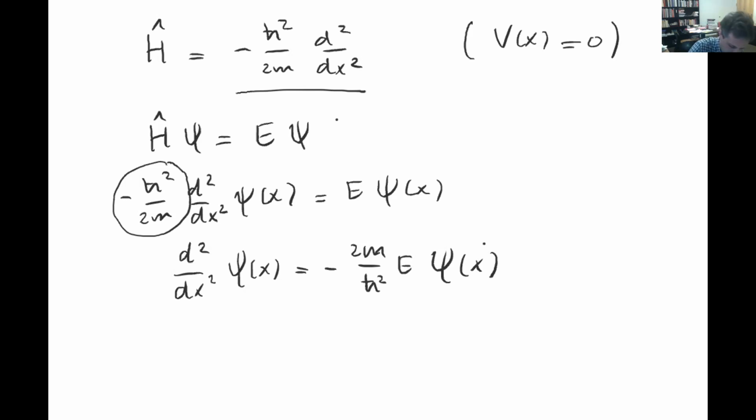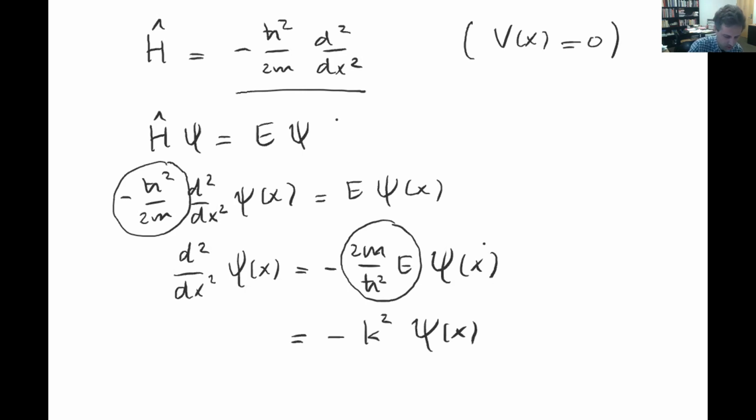I'm going to now rename this thing over here, because all of these things are constants, right? 2m over h bar squared, and even E, the energy, is a so-called eigenvalue. So that's a number, right? So this is basically a number, and I'm going to call this number k squared. Okay, so that really simplifies my differential equation. So this is the differential equation I have to solve.